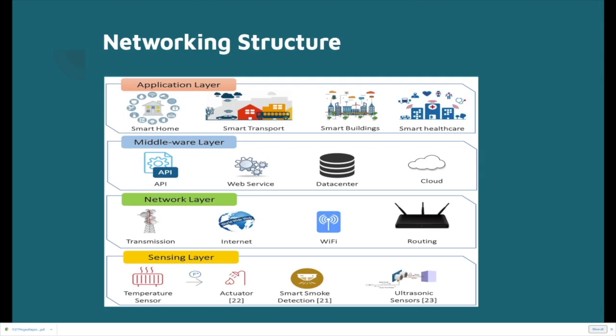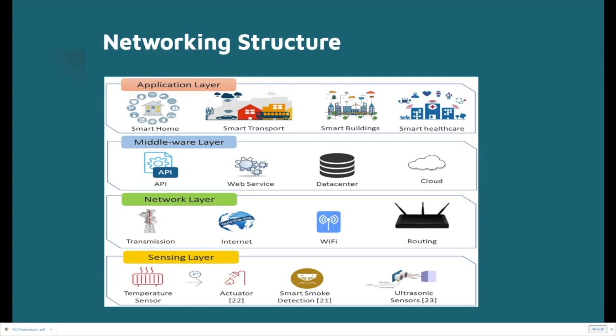So moving on to the networking structure. The four layers that I have here are the application layer, the middleware layer, the network layer, and the sensing layer. Those last two layers, the network layer and the sensing layer, are the important ones for my presentation, as most security is put through the network layer because it has to do with the transmission of the data, the World Wide Web, which is just the internet, Wi-Fi, and routing. And routing is a big one because that's how all traffic comes in through your network into your home and out.